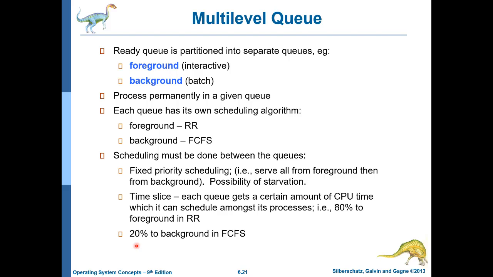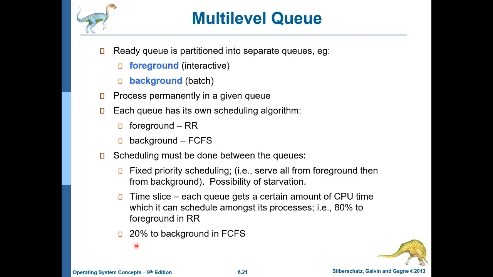Now, if there is more than one queue and there is only one CPU, which is our assumption, how can we assign a process from one of these queues to go to the CPU? Because in this case we have two queues, so should we choose the next process from the foreground queue or the background queue? So scheduling must be done between the queues, and there are some possibilities.